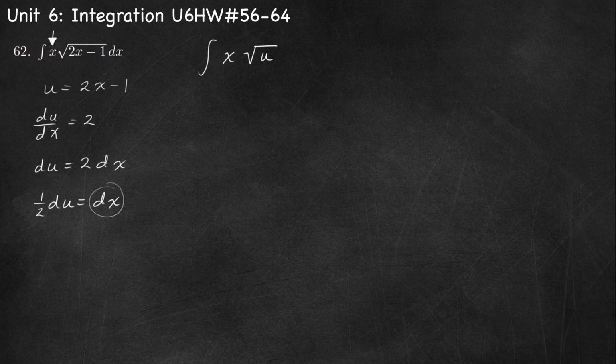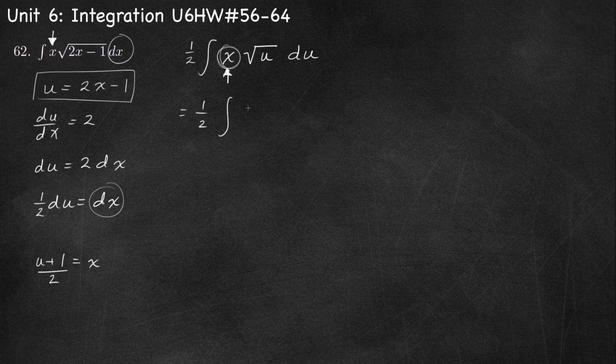So I can replace the dx with 1/2 du, but I still have this x here to get rid of. So we have to figure out, what does x equal? Well, I know that u equals 2x minus 1, so I can solve that equation for x. Add 1 to both sides, get u plus 1 equals 2x, and then divide by 2. So x is (u plus 1)/2. And that makes my integral (u plus 1)/2 times the square root of u times du.